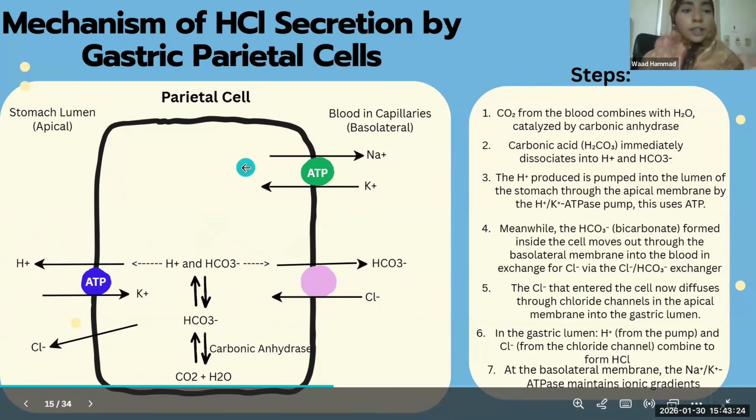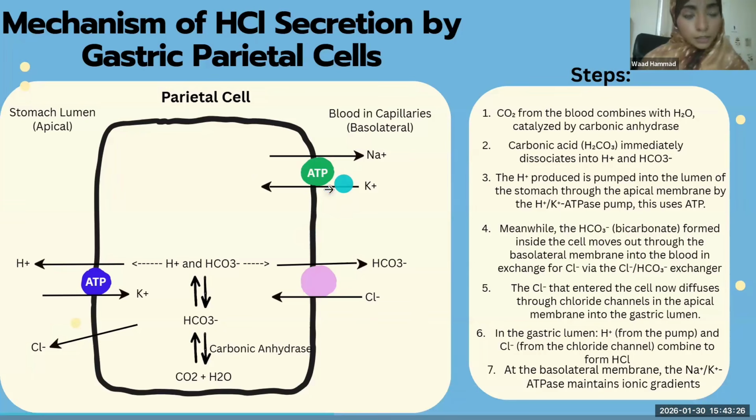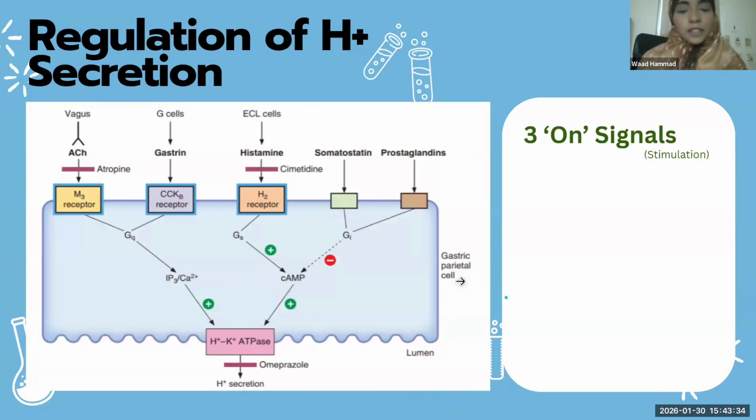In the background, we have a sodium-potassium pump that's just working to maintain the gradient of ions in our cell. And that's how you make hydrochloric acid. Okay, now that we know how we make hydrochloric acid, how is it regulated? How do we decide what comes in and what goes out?